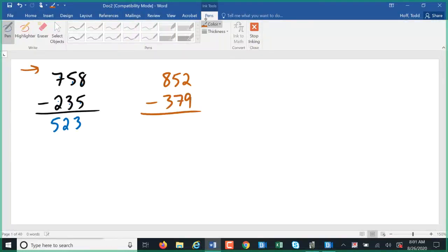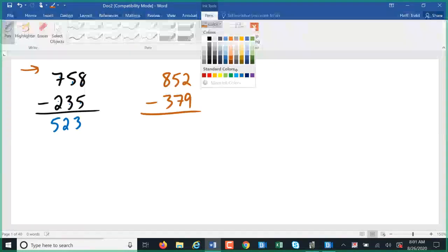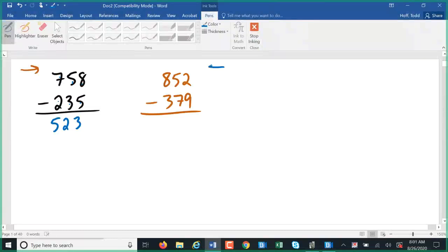We have a problem like this. 852 minus 379. We start on the right and work our way back to the left because we run into this. 2 minus 9 can't be done. So we borrow from the 5. That's a 4. This becomes a 12. 12 minus 9 is 3.